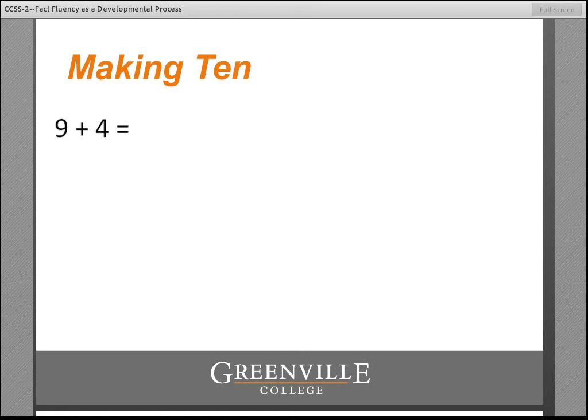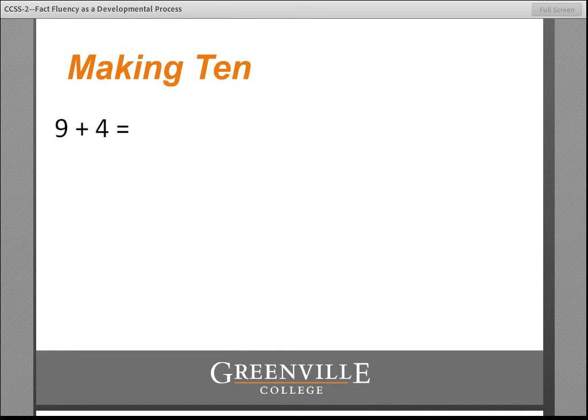As we go through this, I would like you to focus more on the mathematical idea rather than on my notation. As we look at 9 plus 4, we're going to try to make 10. Since 9 is so close to 10, it makes sense to use that to our advantage. Some children may do this strategy by saying, well, 10 plus 4 makes 14, and so 9 plus 4 is 1 less, so it must be 13. That's great. That's one way of doing it.